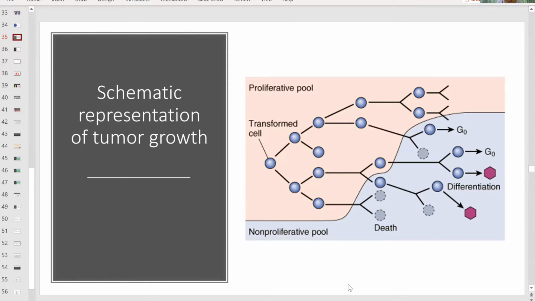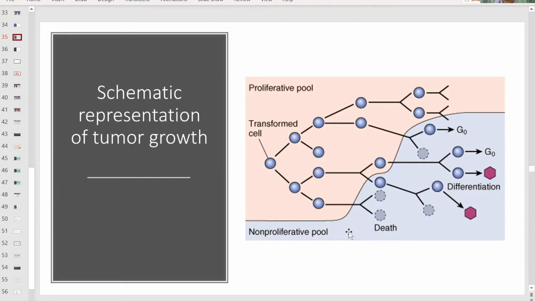Because tumor cells are similar to normal cells, they need to undergo the cell cycle. In the cell cycle they have two areas, proliferative pools and non-proliferative pools. Proliferative means the cells keep on going, so they are in the cell cycle. When they enter G0, it is a non-proliferative pool. But in the study, they said mostly the tumor cells are in the non-proliferative pool, about 80%, and only 20% in the proliferative pool.